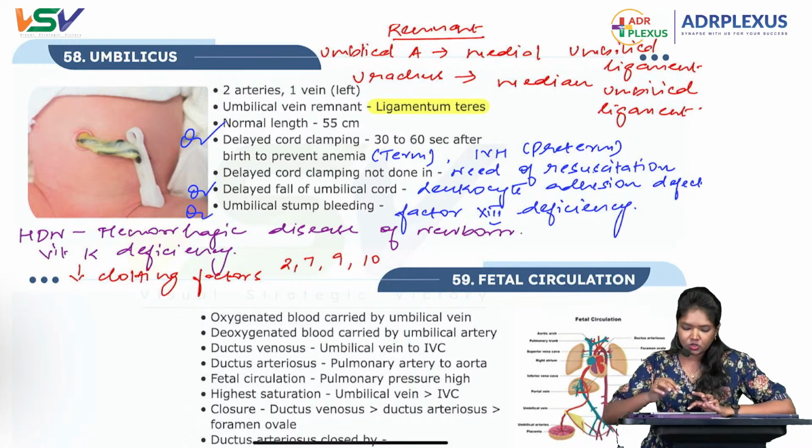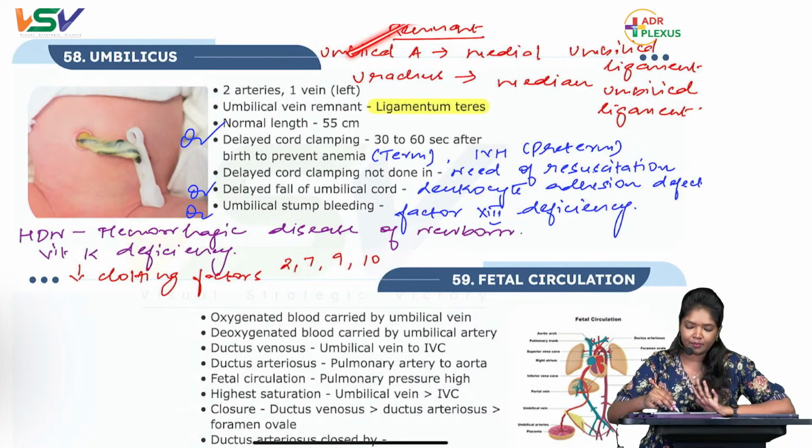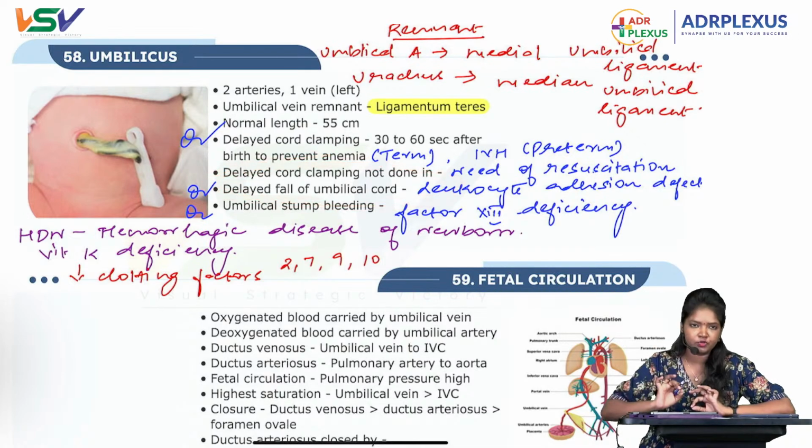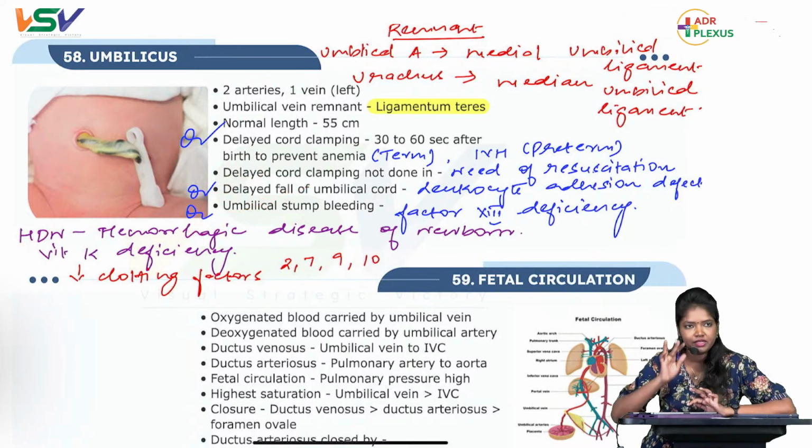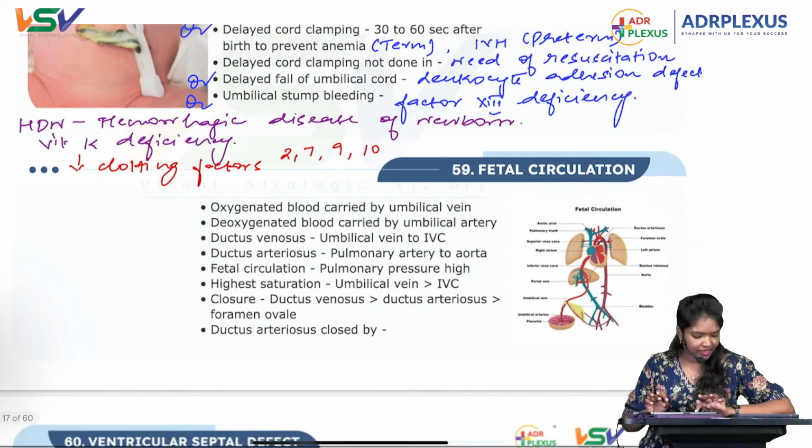Able to understand? So this is with regards to umbilicus. With umbilicus we have discussed so many topics here. Remnants. Then delayed cord clamping. Where will you do? Where you will not do? This is based on the guidelines in your reference book. Okay. Delayed fall of umbilical cord, where you will see umbilical stump bleeding, where you will see, and what is HDN. Clear? Yes.